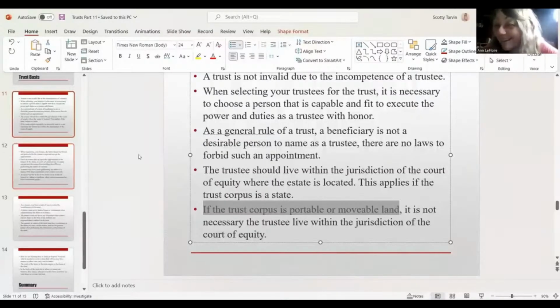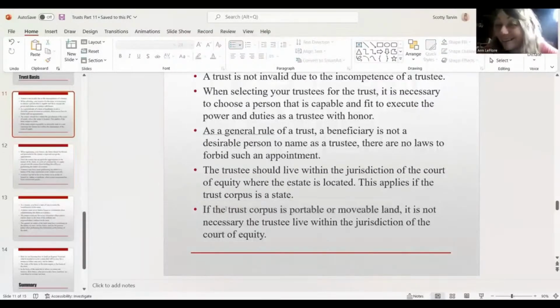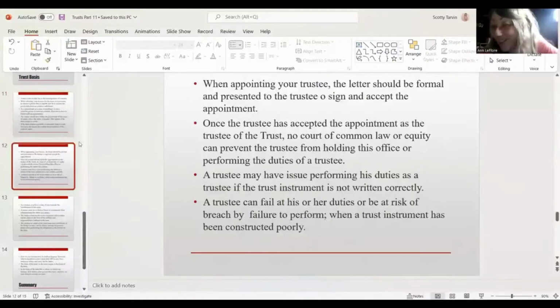All right. Okay. Well, there you go. Movable land. Portable movable land. Exactly. That's what they are.